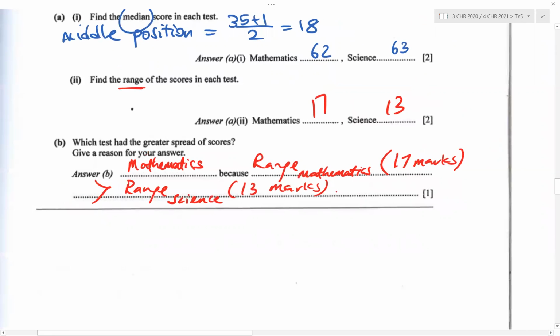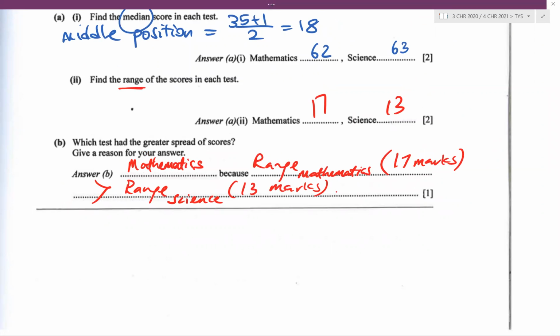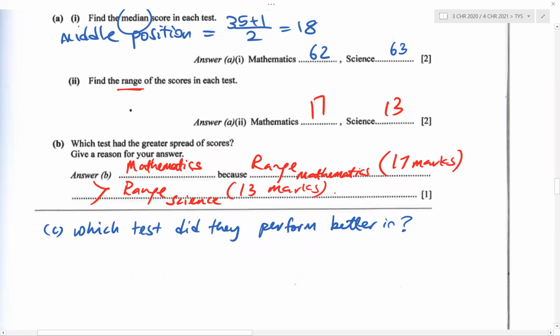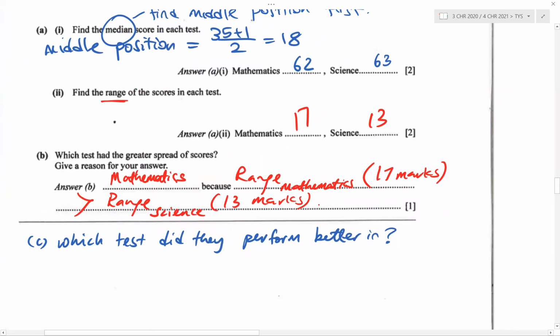Now part C. Part C is Mr. Wong's question. Please copy this down. Which test did they perform better in? Copy this down first. Think about it and decide. If you know the answer, put it down.